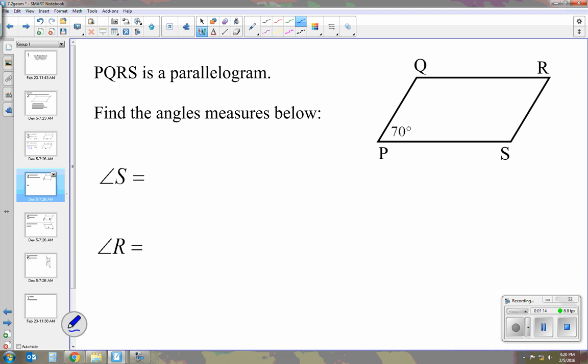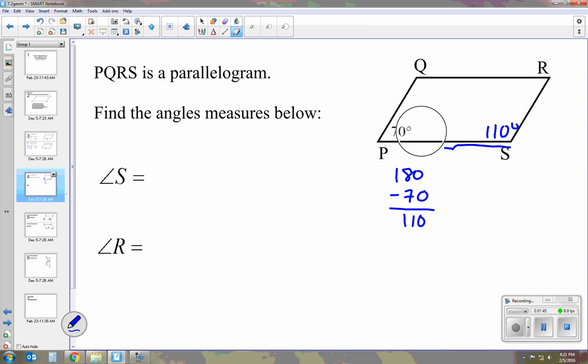Let's look at our next one. We have a parallelogram again. We're going to find the measures of the angles below. If we're looking for angle S, we have angle P, and angle P and angle S are consecutive angles, and consecutive angles add up to 180 degrees. So I can say 180 minus 70, and I get 110. So consecutive angles are 180 degrees if they lie on the same line. So S is 110 degrees.